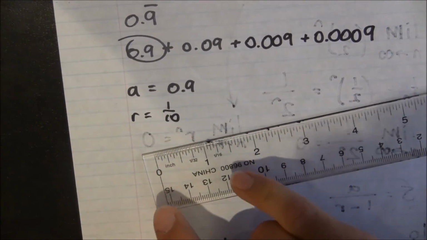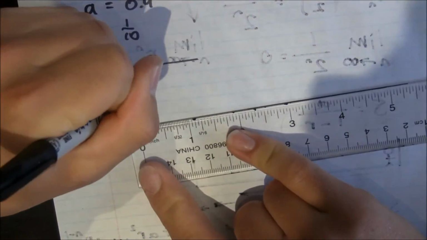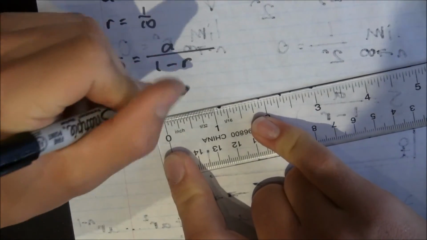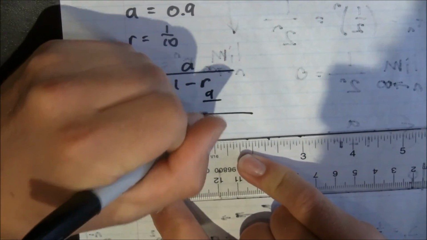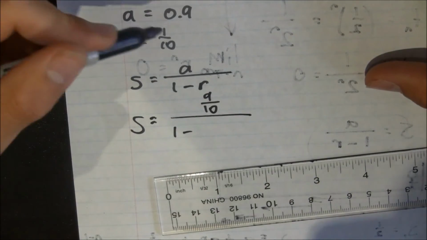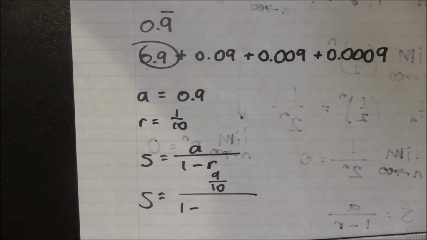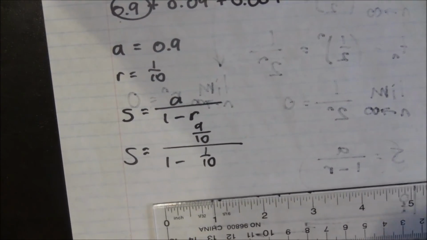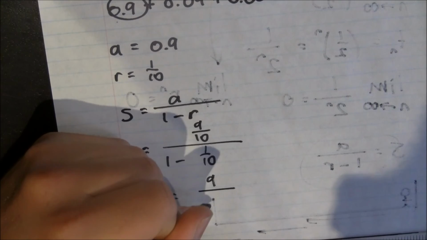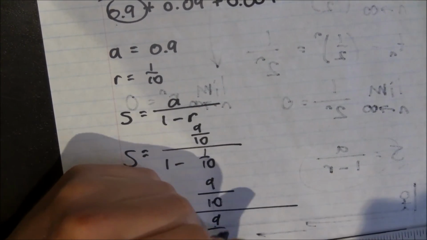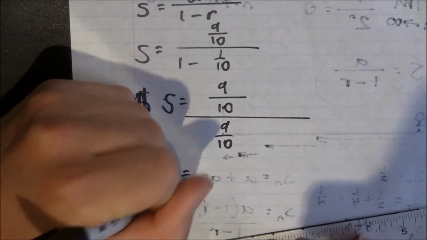R is 1/10. Let's plug it in. S equals a over 1 minus r. So the sum of all of this is 9/10, like we had here, over 1 minus our ratio. And our ratio is 1/10 because 0.9 times 1/10 is 0.09, 0.09 times 1/10 is 0.009, and that just goes on forever. So 1 minus 1/10. So what do we have here? Well, we've got the sum is 9/10 over 9/10. And anything divided by itself, with the exception of 0, is 1.